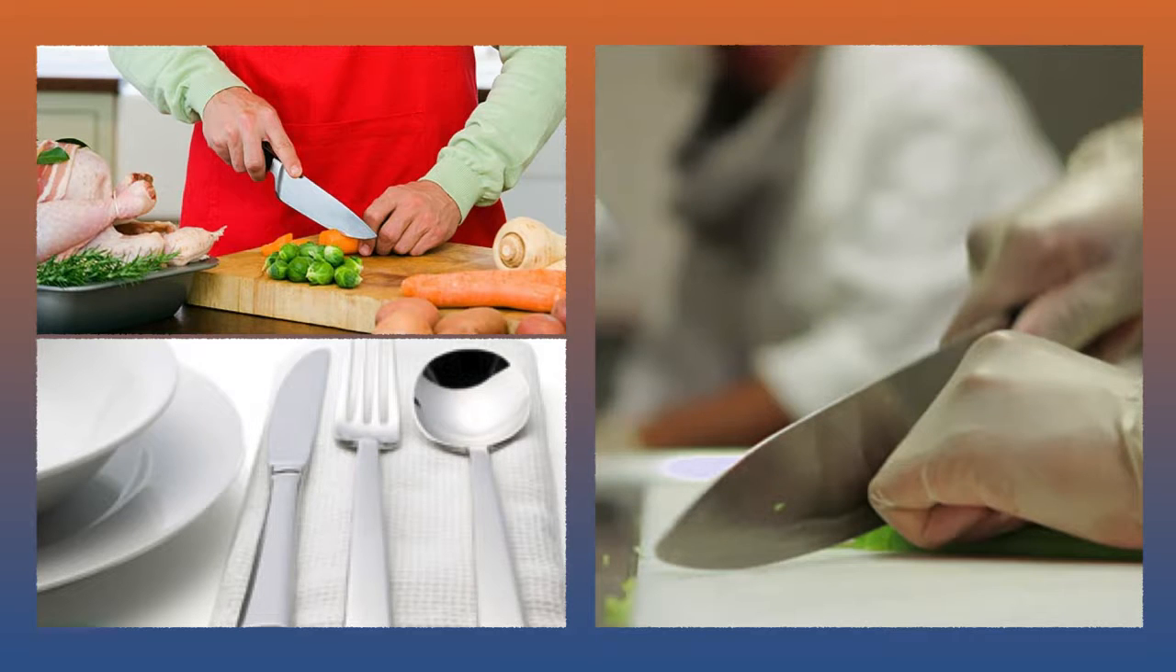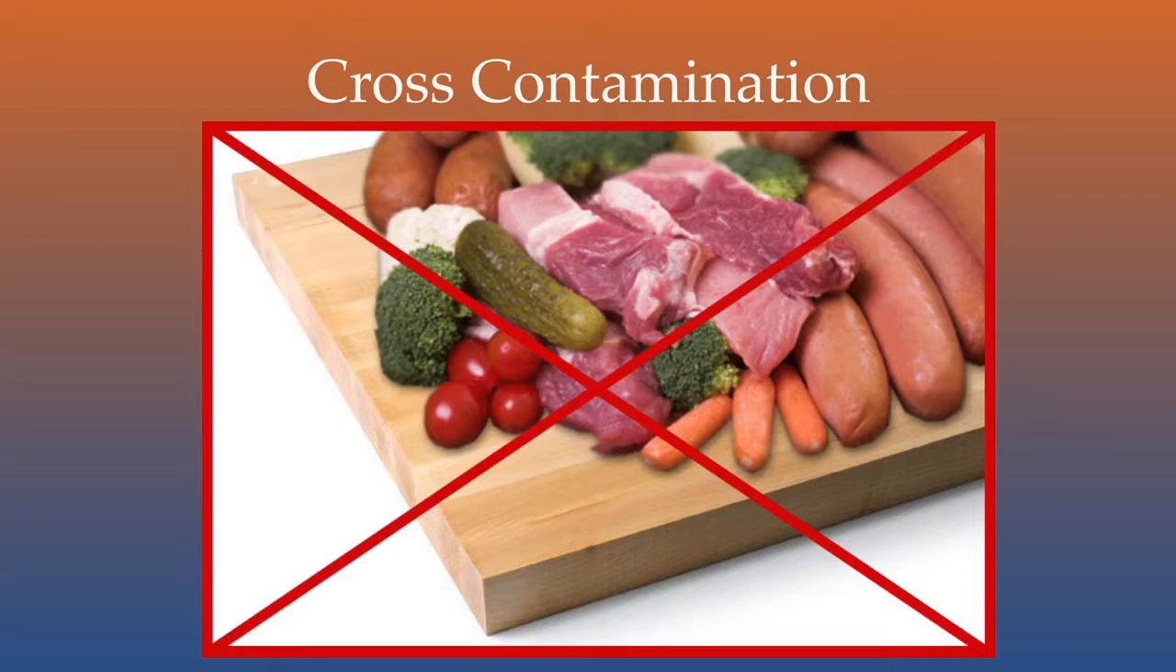Bacteria usually rely on vehicles to transfer them from sources to ready-to-eat foods. The main vehicles are hands, clothing, equipment, utensils, and other food contact surfaces, such as cutting boards. Cross-contamination occurs when bacteria are transferred from raw foods to ready-to-eat foods, either directly or indirectly. The first step in breaking the food poisoning chain is to stop contamination by separating raw and ready-to-eat foods.